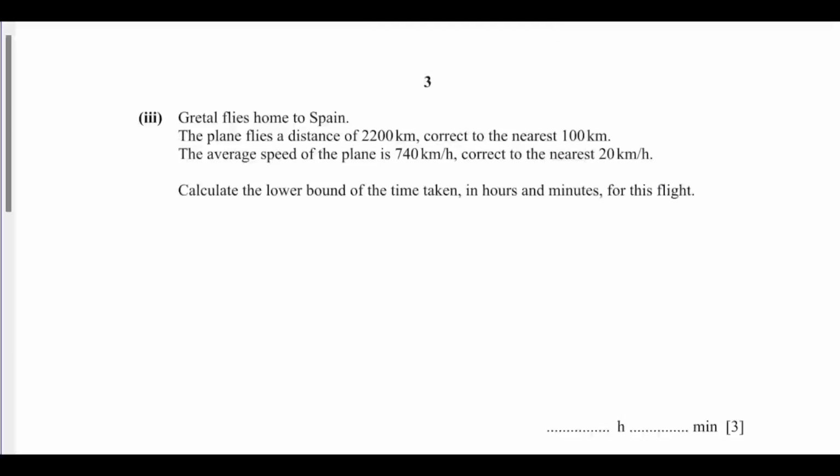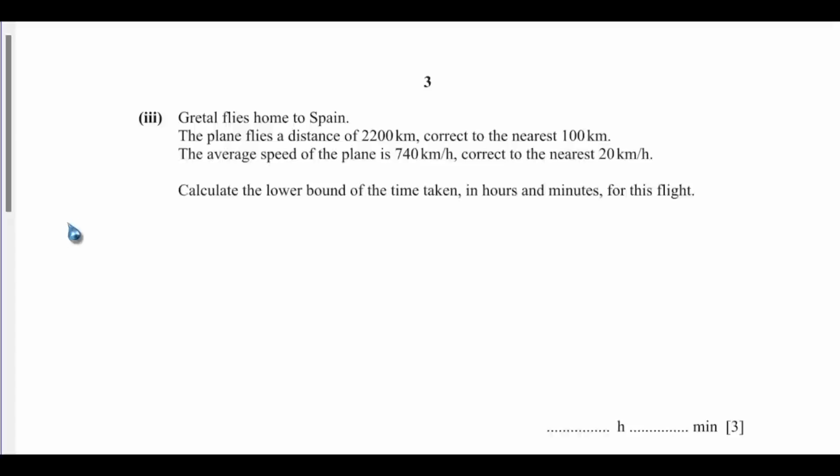That will be question 1C, Roman figure 3. Greta flies home to Spain. The plane flies a distance of 2200 kilometers, correct to the nearest 100 kilometers. The average speed of the plane is 740 kilometers per hour, correct to the nearest 20 kilometers per hour. Calculate the lower bound of the time taken in hours and minutes for this flight.